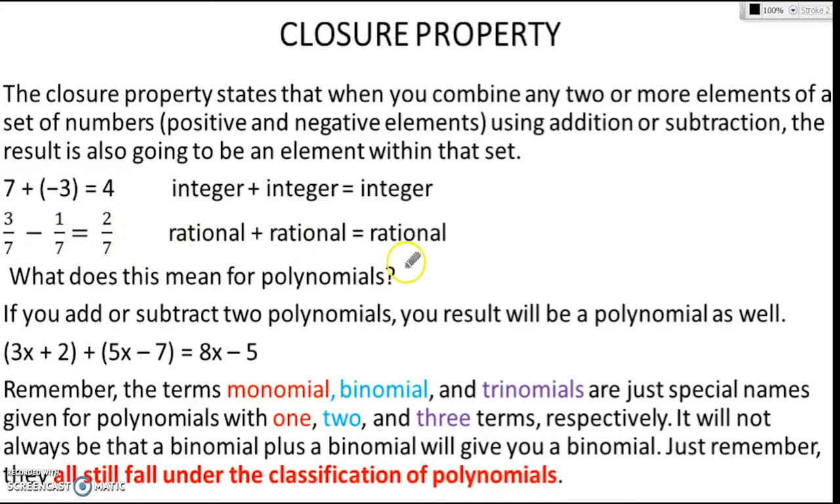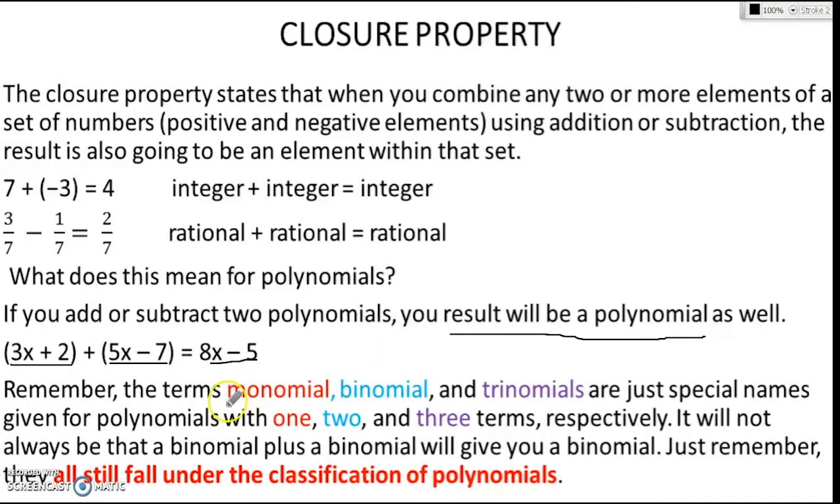So how does that apply to our polynomials? The thing is this, if you add or subtract polynomials together, you're still going to end up with a polynomial. And that's what they want you to be aware of. So if I start with a polynomial, meaning an expression with more than one term, I'm going to end up with an expression with more than one term.